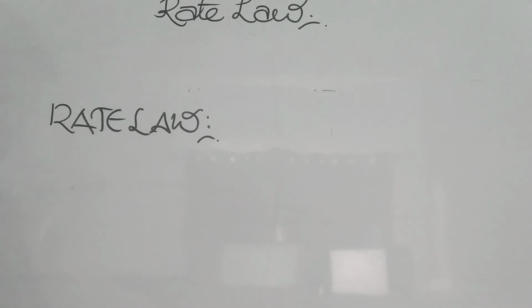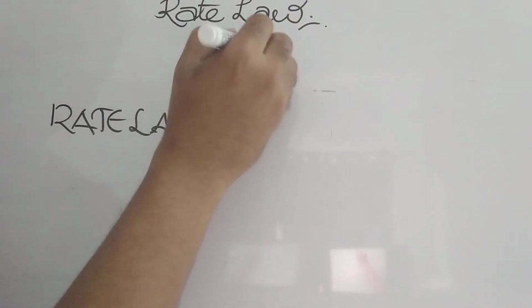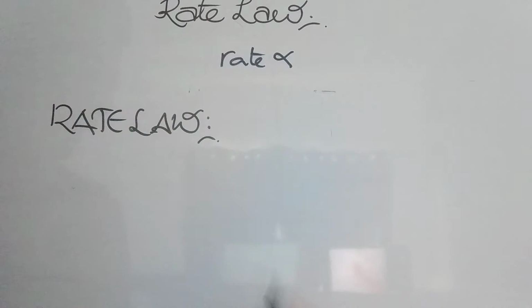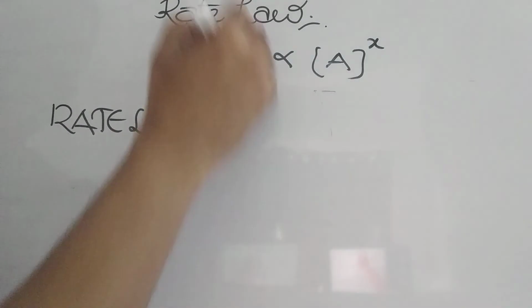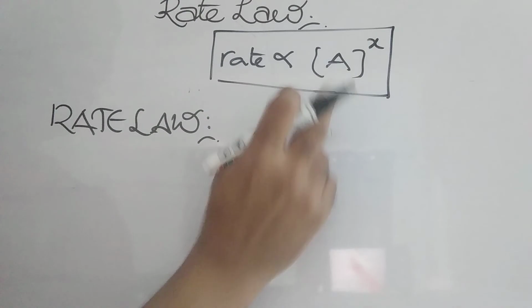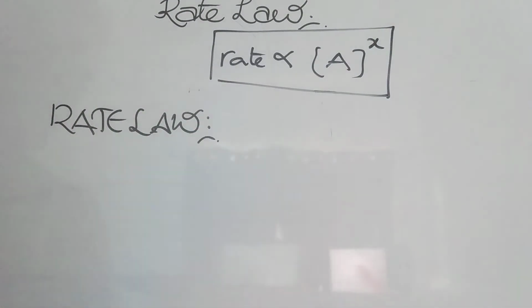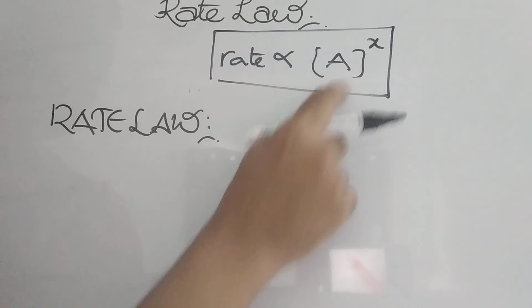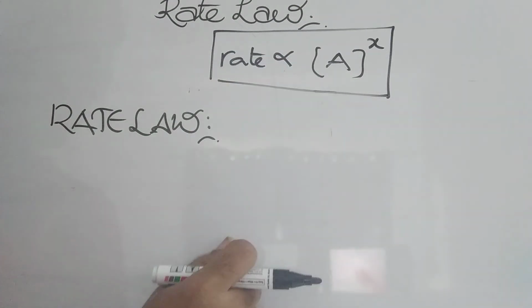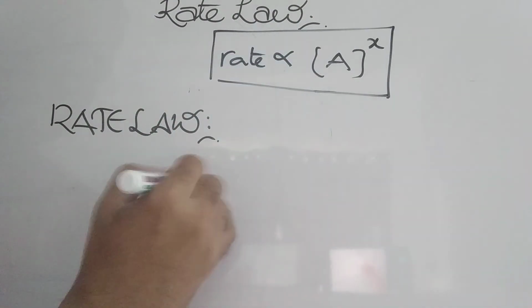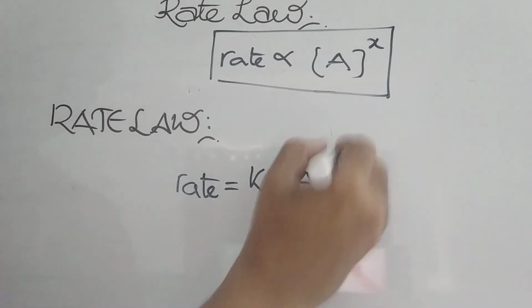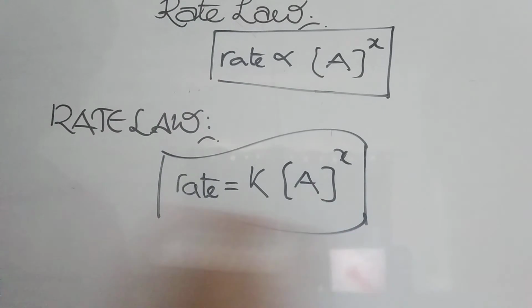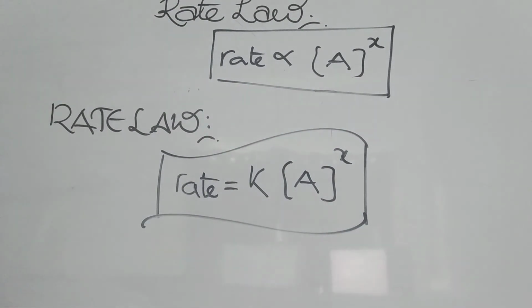Rate law is an expression of rate. For example, rate is dependent on the concentration of A to the power of X. Now, this is the relation between the concentration and the rate. When the relation between the rate and concentration is given with a proportionality mark, if that proportionality mark is removed, rate is equal to some constant into A to the power whatever, X or Y. This expression is called rate law.